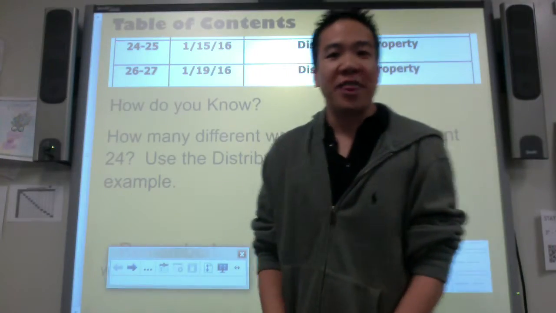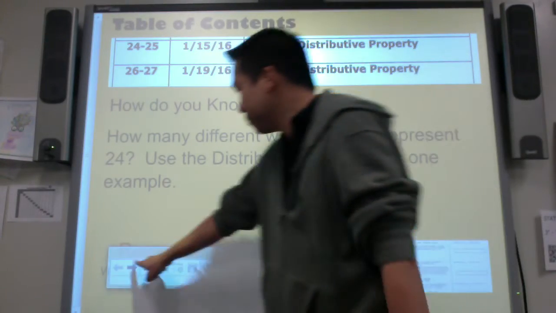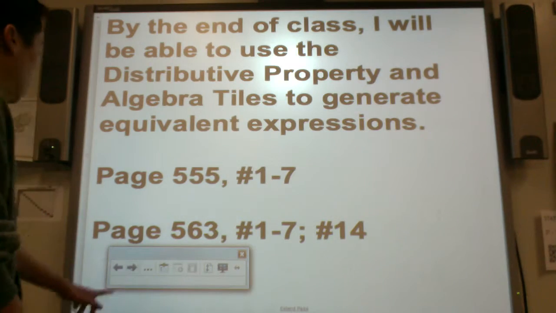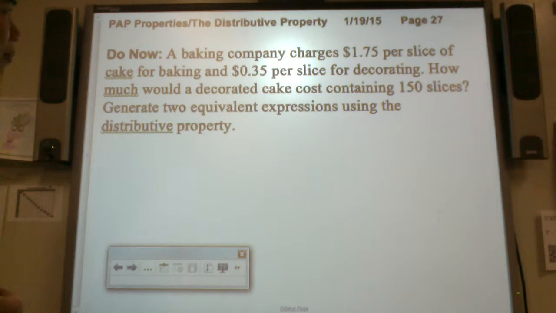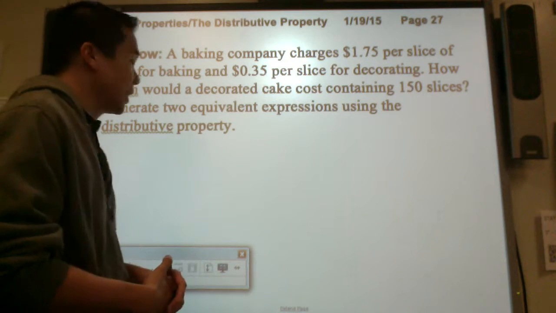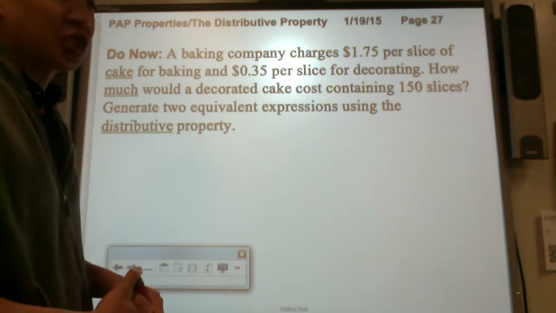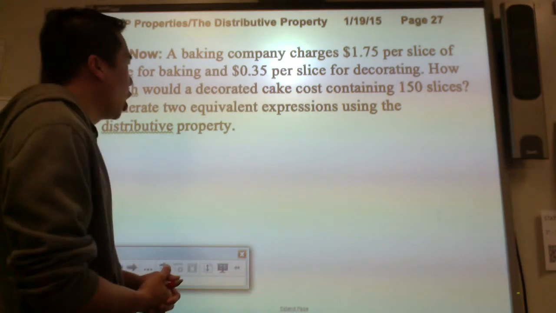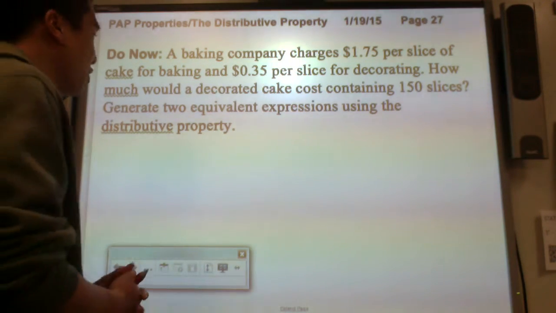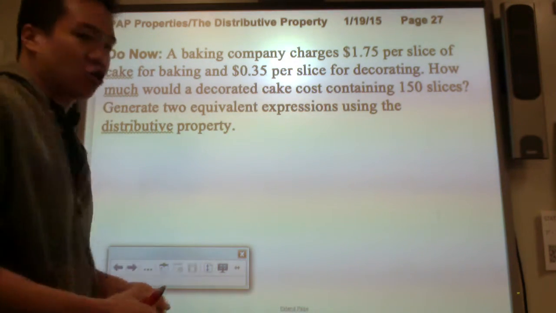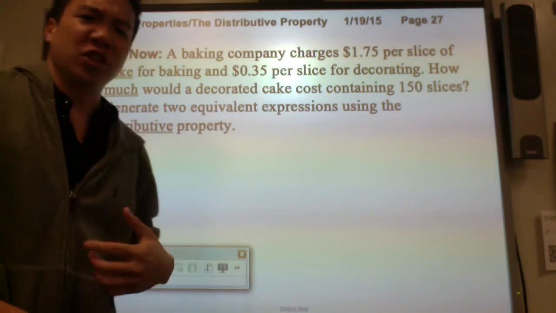Today's lesson is over the distributive property. A baking company charges $1.75 per slice of cake for baking and 35 cents per slice for decorating. How much would a decorated cake cost containing 150 slices? Generate two equivalent expressions using the distributive property. There are many ways you can solve this.